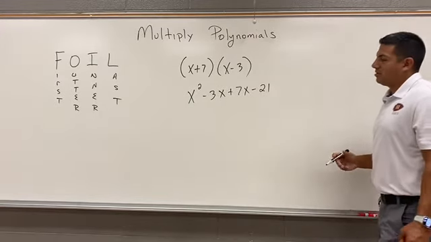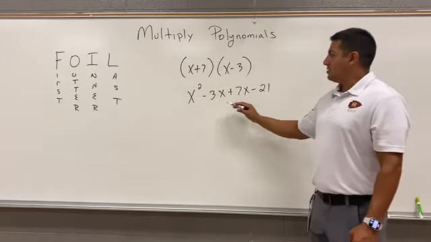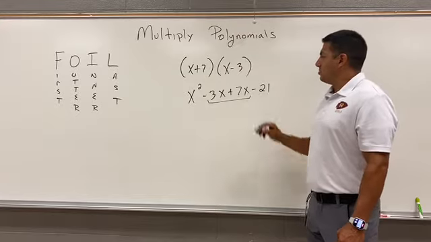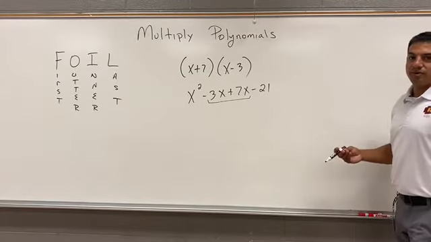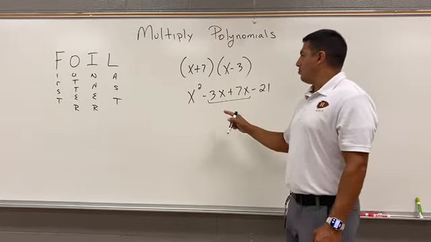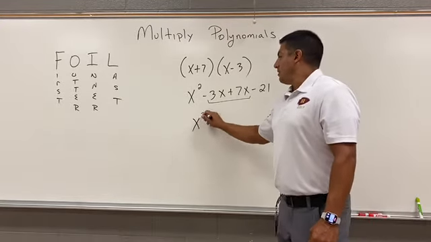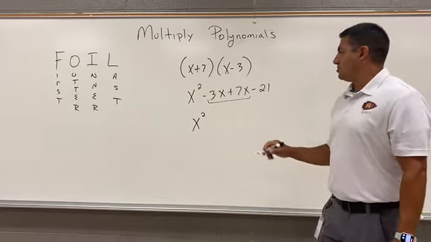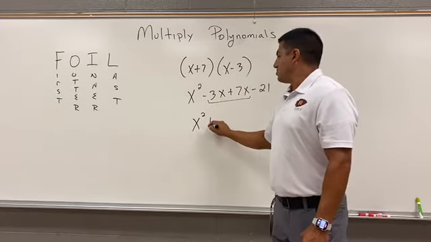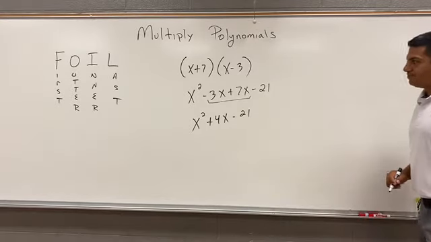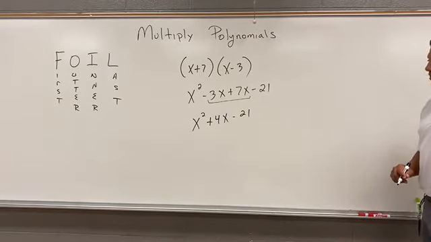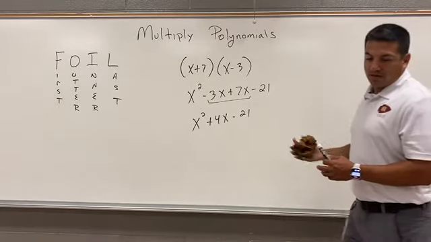So you notice what happens here is that when we use the FOIL method, the two terms that can almost always combine will be together in the middle. And that's another benefit of using the FOIL method. So we have x squared, and we're going to combine our like terms here. So negative 3 plus 7 gives us positive 4x, and then minus 21. So the FOIL method helps us to make those problems pretty easy. All right, let's take a look at another one.